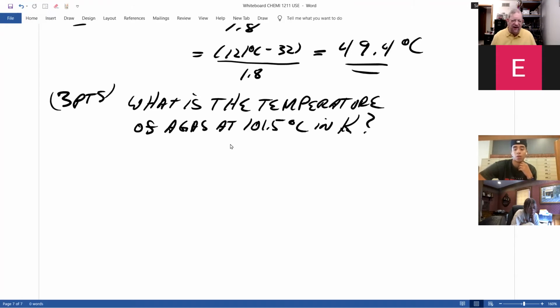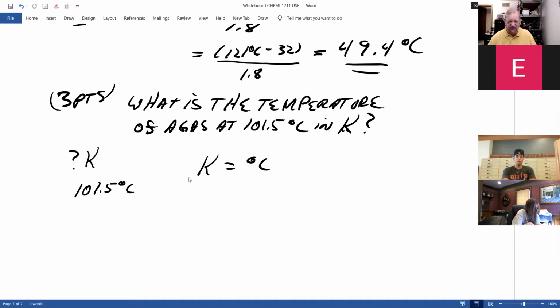Now, I will never write out Kelvin or Celsius or Fahrenheit. I'll use the symbols, which is something you need to know. So let's take a look at this. What is the temperature of a gas at 101.5 degrees C in Kelvin? So what are we trying to find? Kelvin. What are we given? 101.5 degrees C. And Kelvin equals degrees C plus 273.